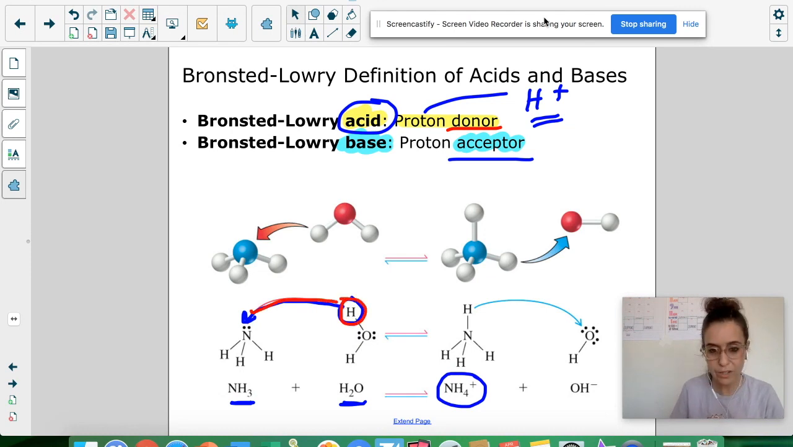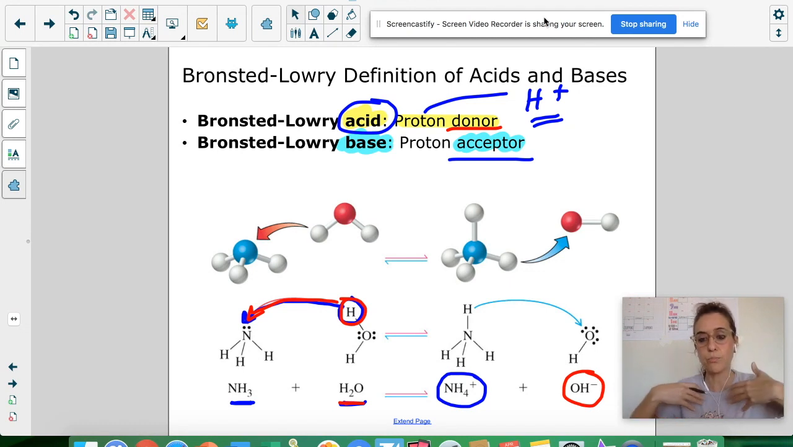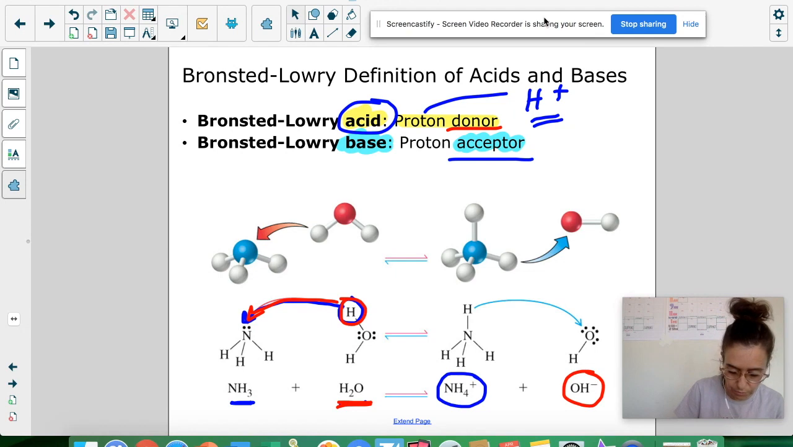And once the water has donated that one proton, now the water has one less proton, so instead of H2O, it's going to be OH minus, which is the same as H2O minus one proton. So again, a Bronsted-Lowry acid is a substance that gives protons away. In this case, it's going to be the water. And a Bronsted-Lowry base is a substance that takes the protons when it's dissolved in the water. So in this case, for this example, the base is going to be the NH3.